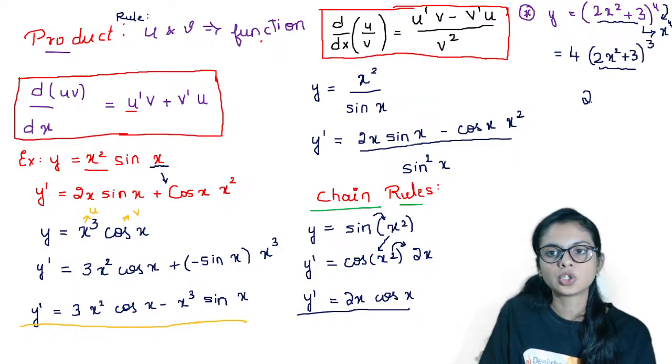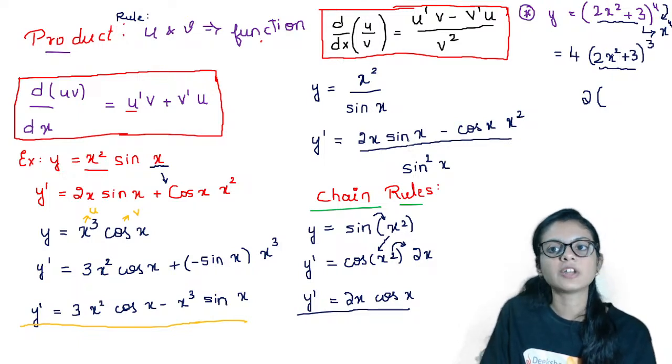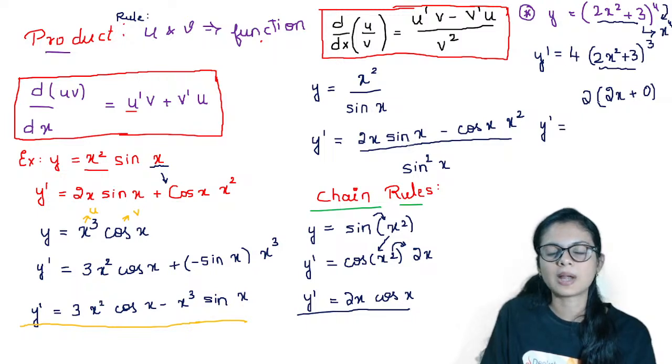It turns out to be 2, a coefficient, so I'm keeping it as it is. Differentiating x square gives 2x, and differentiating a constant gives 0. Is it clear? Then I can just multiply all the things. This 0, let's leave it. So this becomes 2 into 2, 4. 4 into 4, 2 2s are 4, 4 4s are 16. So it is 16x into 2x square plus 3.